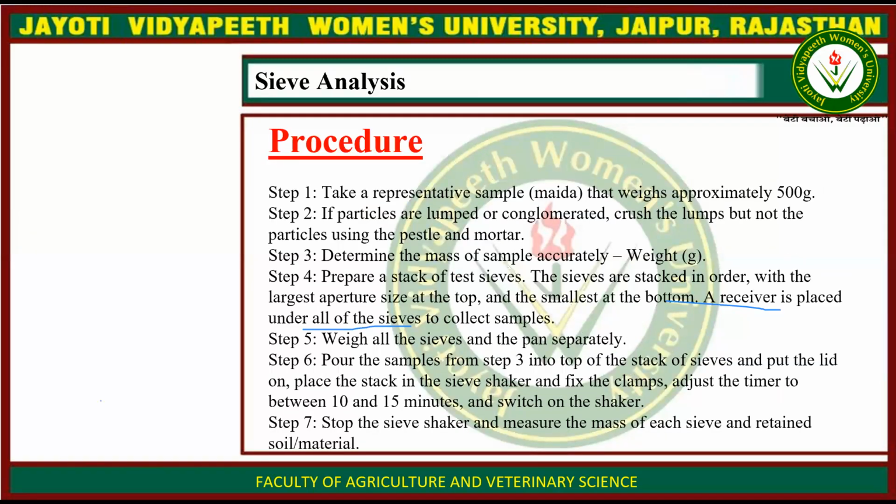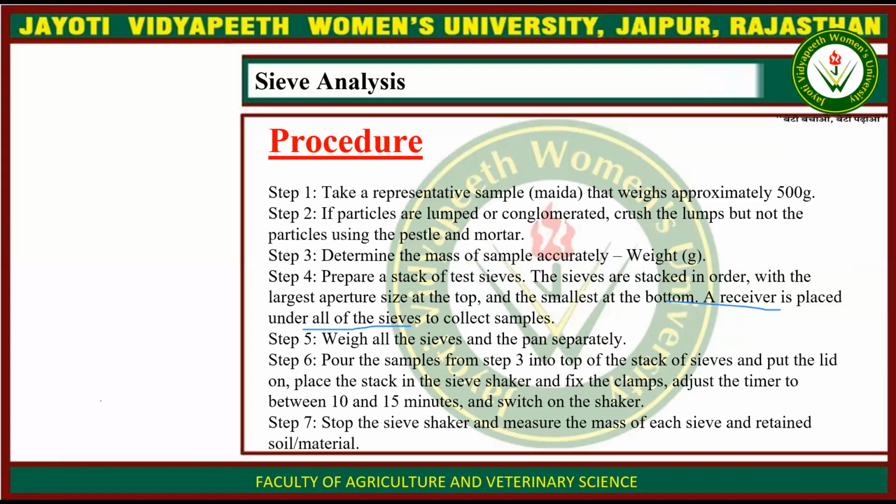Then the procedure. Step 1: take a representative sample that weighs approximately 500 grams. Step 2: if particles are lumped or conglomerated, crush the lumps but not the particles using the pestle and mortar. Determine the mass of the sample accurately by weighing in grams. Prepare a stack of test sieves. The sieves are stacked in order with the largest aperture size at the top and the smallest at the bottom. A receiver is placed under all the sieves to collect samples. Weigh all the sieves and the pan separately.